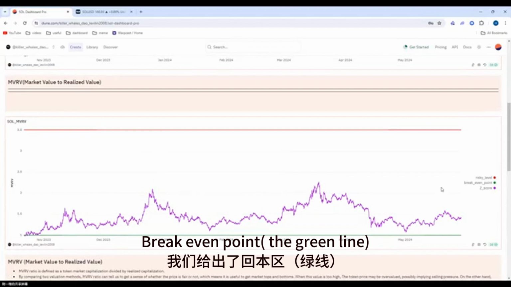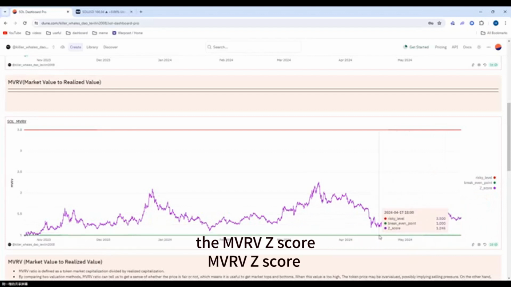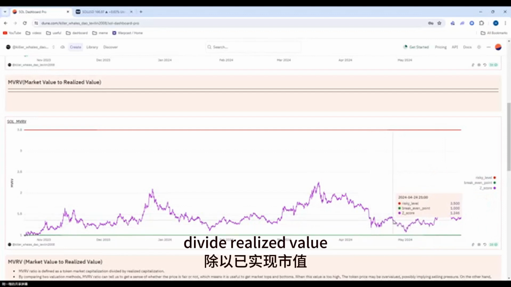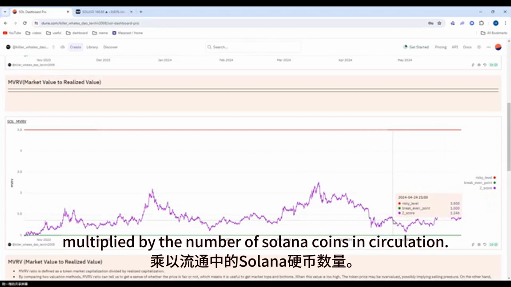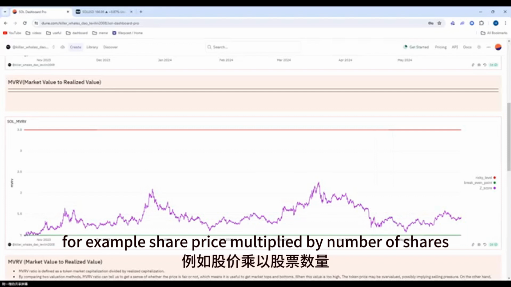Break-even point, the green line, means most traders or holders holding the coin are at break-even. The MVRV score, which is the purple line, equals market value divided by realized value. The market value is the current price of Solana multiplied by the number of Solana coins in circulation. This is like market cap in traditional markets, for example, share price multiplied by number of shares.